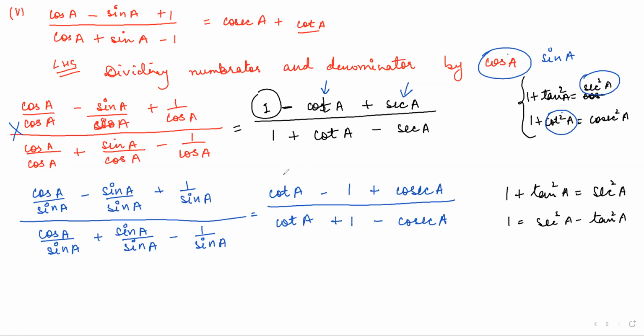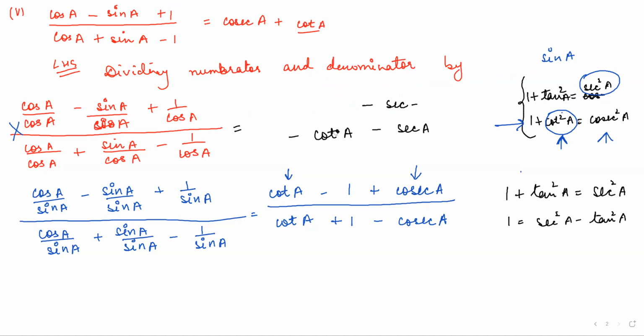Yes, ma'am. Now you can see this cot and cosec are in the same identity. Actually, I want to use some identity, but if I was dividing by cos A, I was getting tan and sec, and they are not coming in the same identity. But now my cot and cosec are coming in the same identity, so I can use this identity here. Got the point? Yes, ma'am. So you don't have to divide by cos A, you will divide by sine A. Now see, it has become easy.